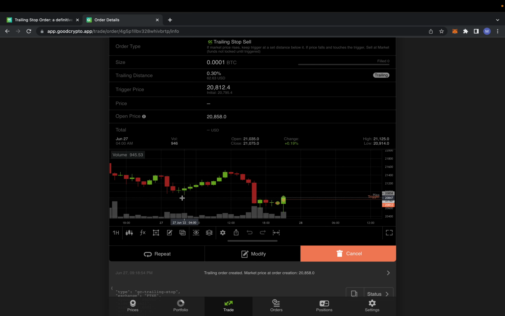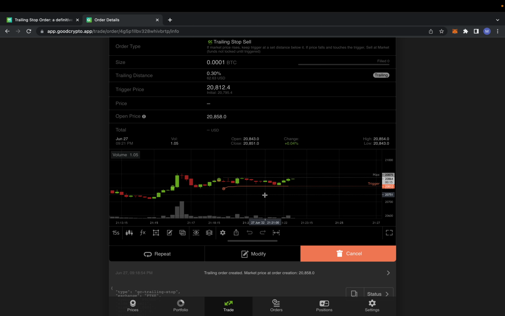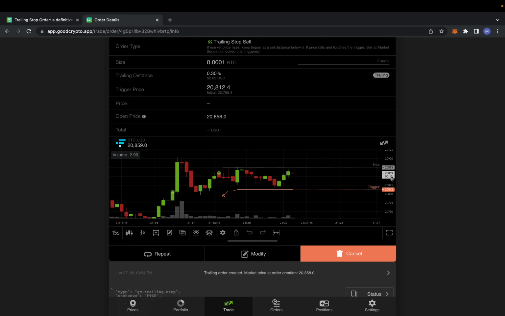So with trailing orders, you want to catch moves like this or like this, right? That's what you want to catch with trailing stop orders. But we're now looking at a very small trailing distance with a very low candle resolution, 15 seconds, just for illustrative purposes again, right?